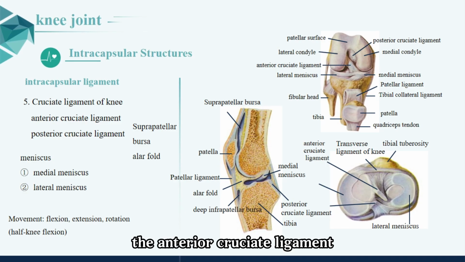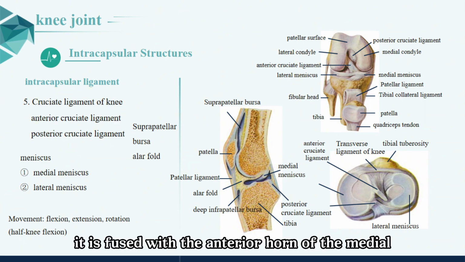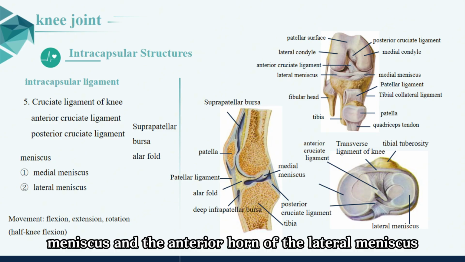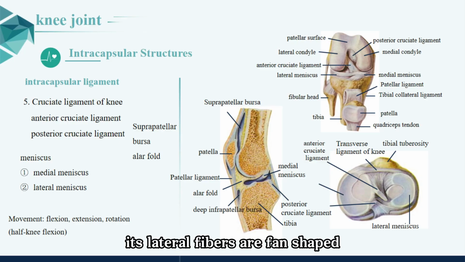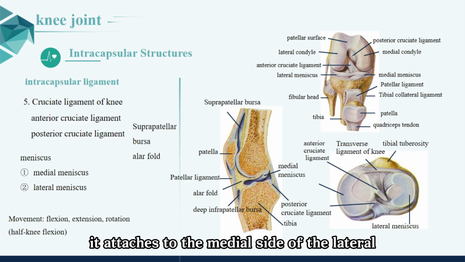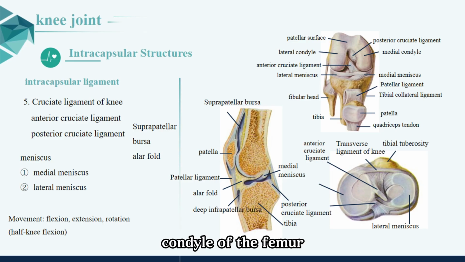The anterior cruciate ligament arises from the anterior part of the intercondylar eminence of the tibia. It is fused with the anterior horn of the medial meniscus and the anterior horn of the lateral meniscus. It runs obliquely upward and posteriorly. Its lateral fibers are fan-shaped. It attaches to the medial side of the lateral condyle of the femur.